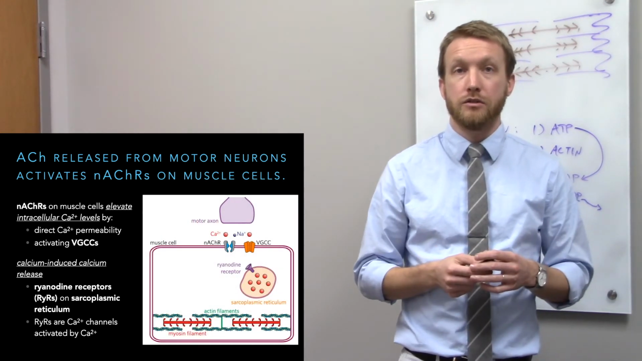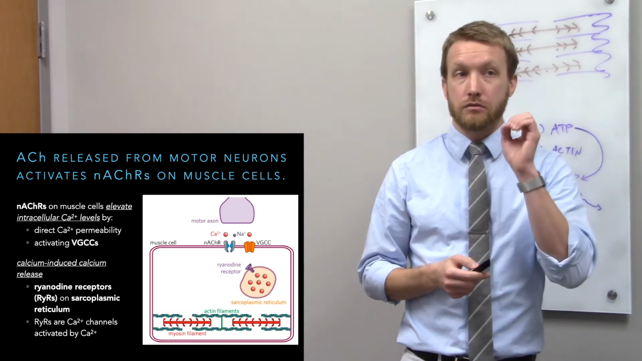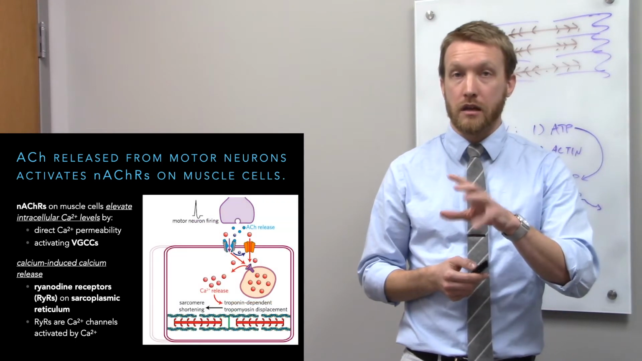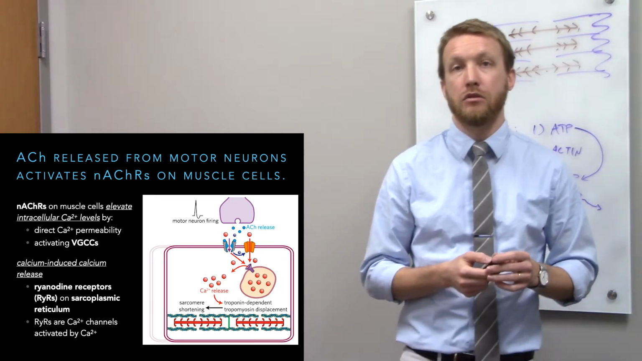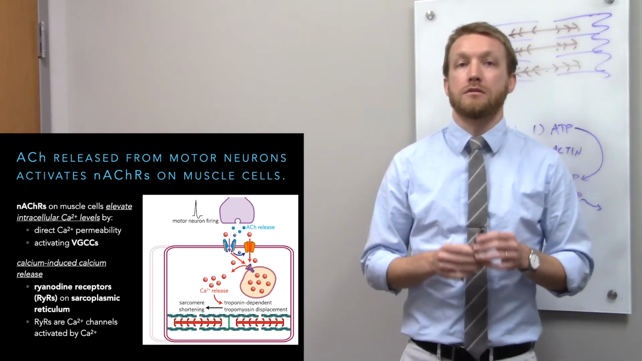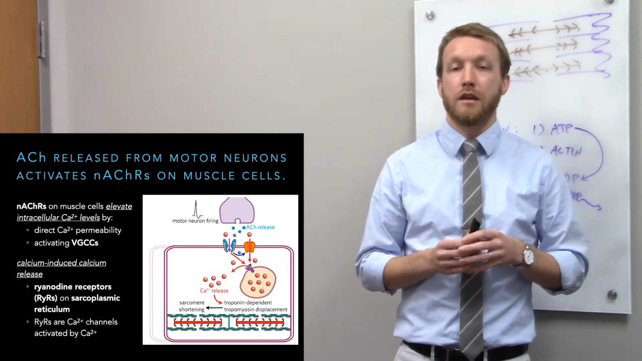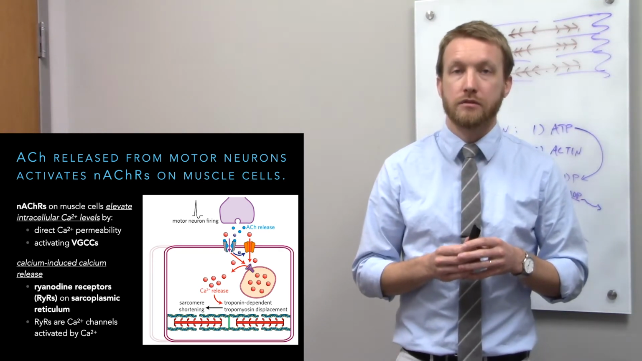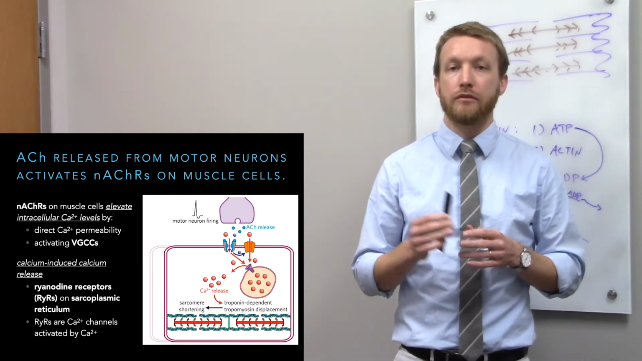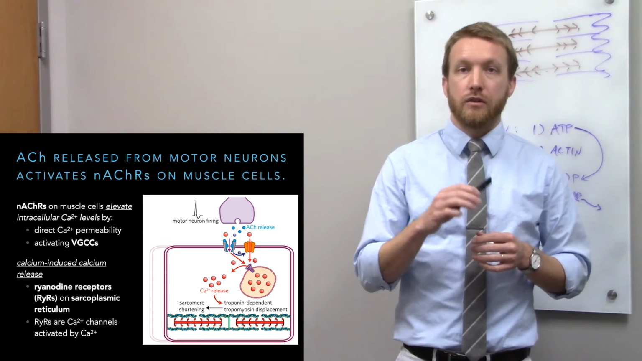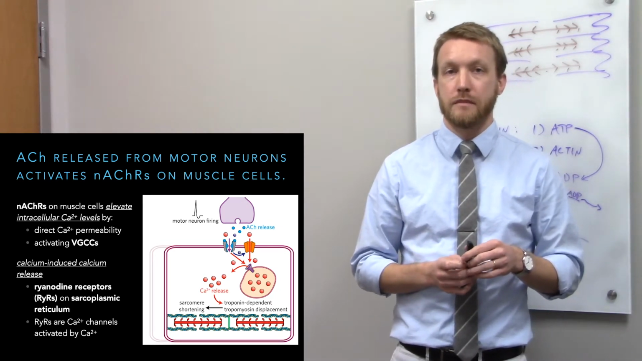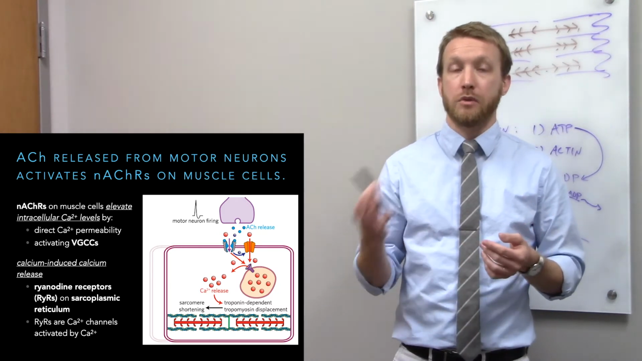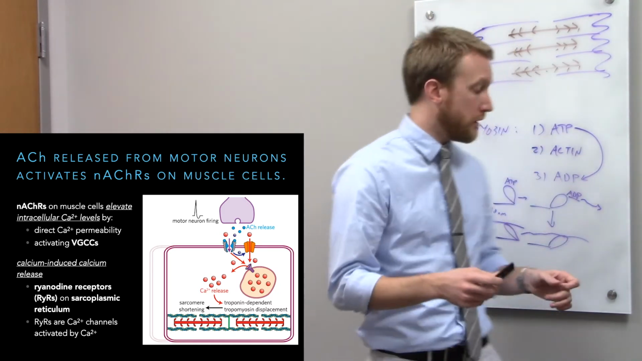So in the cartoon world, what happens is the release of acetylcholine from a motor neuron. Acetylcholine stimulates nicotinic acetylcholine receptors. The muscle cell fires an action potential. This stimulates voltage-gated calcium channels, which then allow for calcium release from the sarcoplasmic reticulum through ryanodine receptors. Once we have an increase in calcium, troponin pulls tropomyosin out of the way, and we're off to the races.